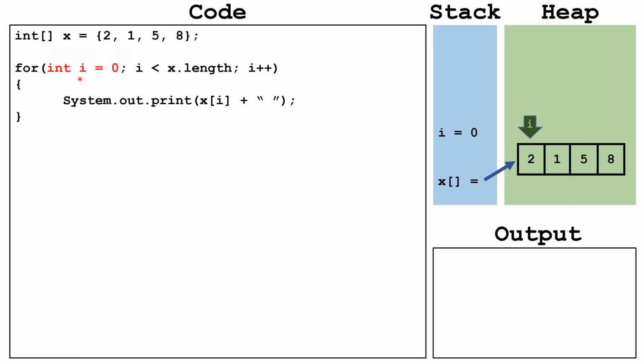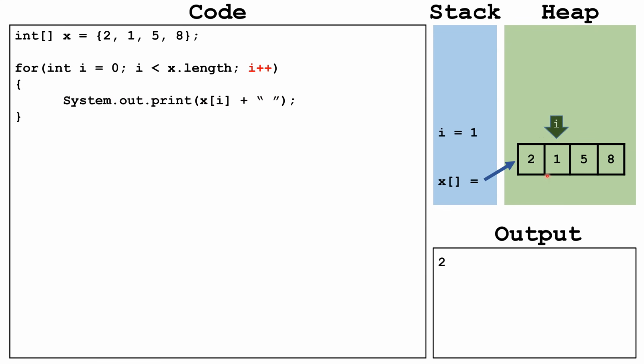We'll start by declaring I and setting it equal to 0, and that gets placed on the stack. Now we're going to check is I less than x.length. So 0 is less than 4, so this is true. We continue along with the loop. Then we print out x index 0, which is the number 2, and a space. We get to the end of the loop, so we increment I to 1.